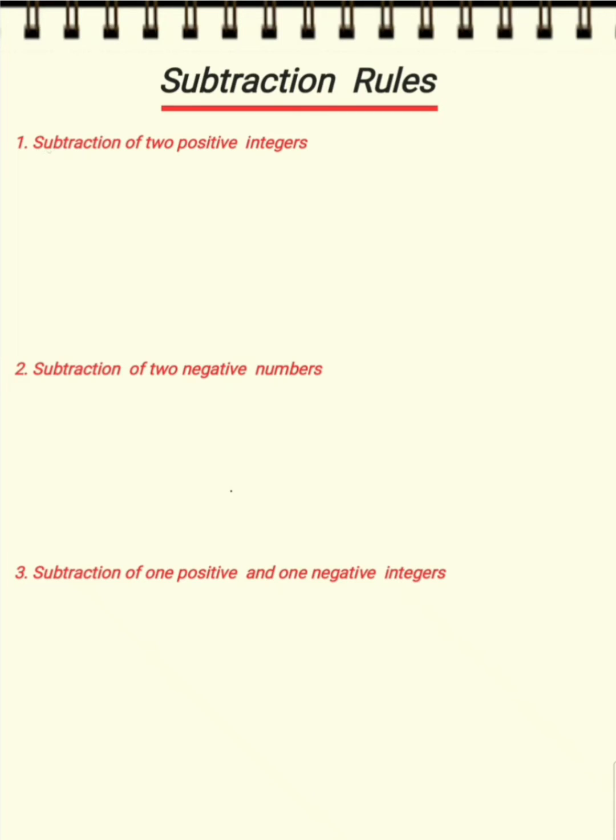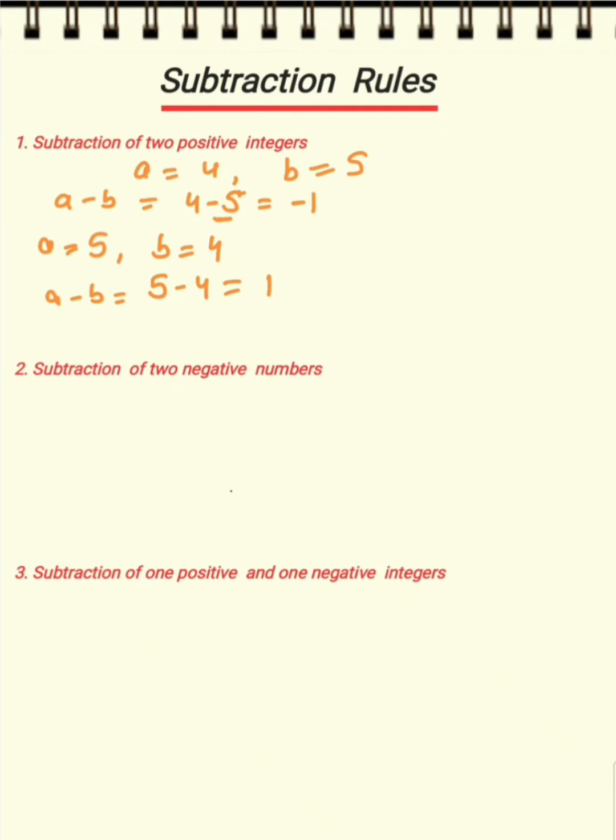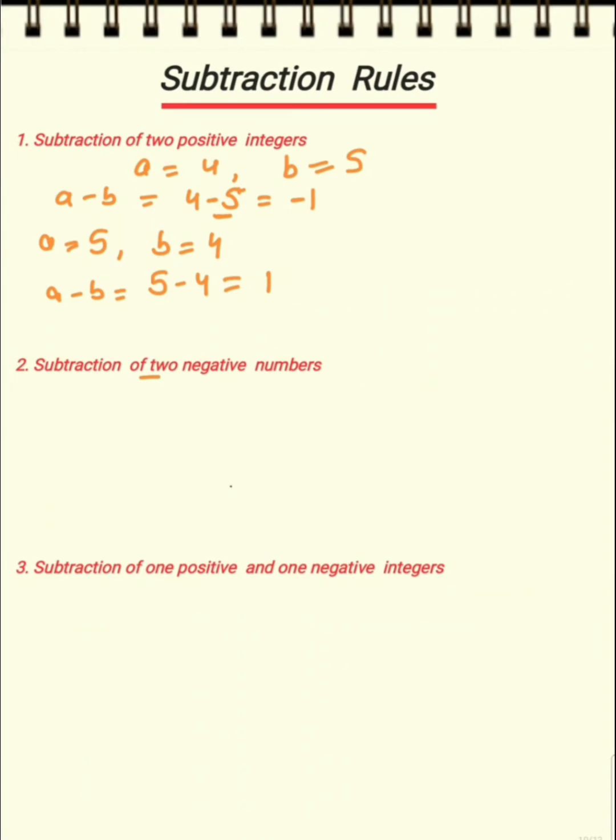Subtraction rules. Subtraction of two positive integers means if I take a is equal to 4 and b equal to 5, then a minus b is equal to 4 minus 5. So we have to subtract 4 from 5, we will get 1. And which sign will come? Because this number 5 is bigger than this 4, we will put here a minus sign. And if a is 5 and b is 4, then a minus b is equal to 5 minus 4, which is equal to 1.